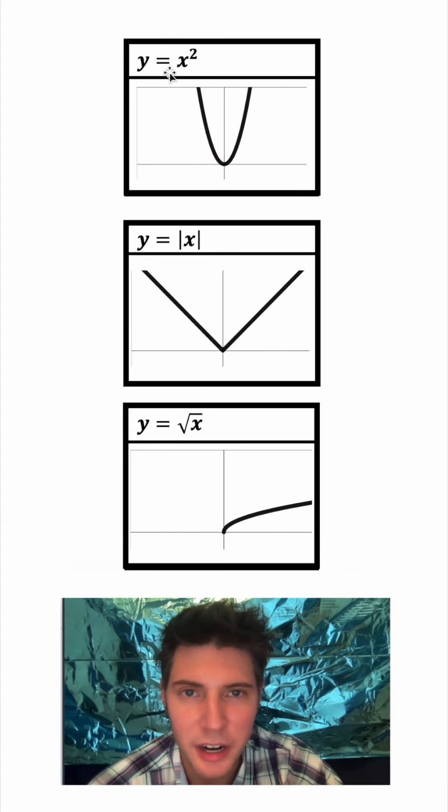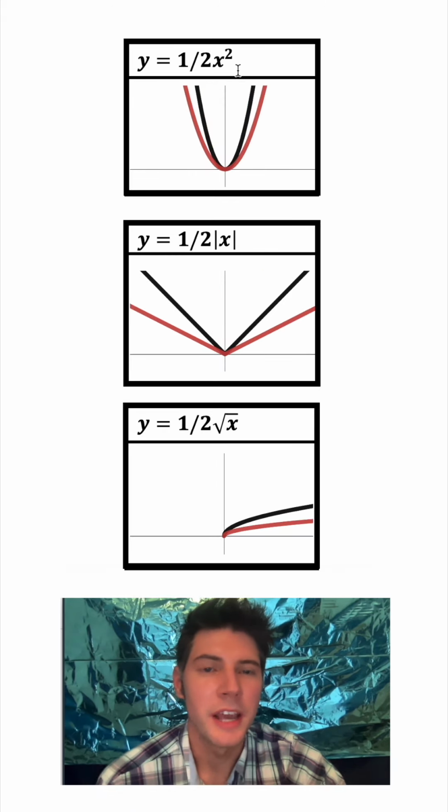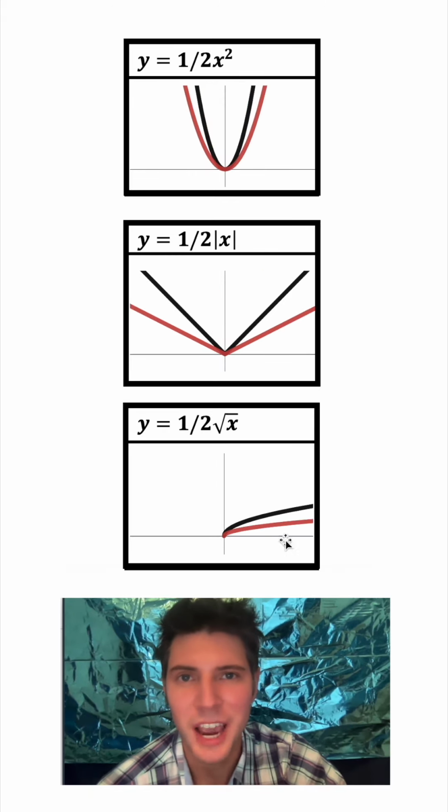If I put a multiplier in front of these, like 2, it makes it twice as tall. So this is twice as tall. The height here is doubled. The height here is doubled. The height here is doubled. And the height here is doubled. And if we make it 1/2, it's half as tall. You can see that the red one is half the height of the black one.